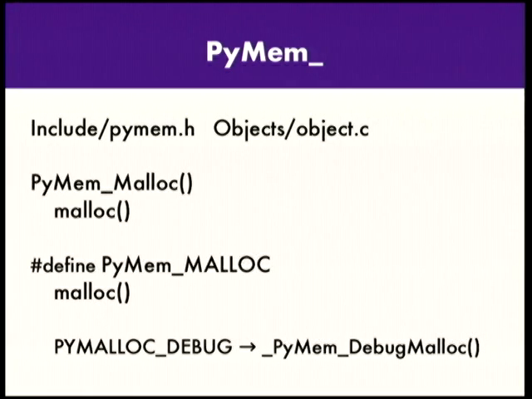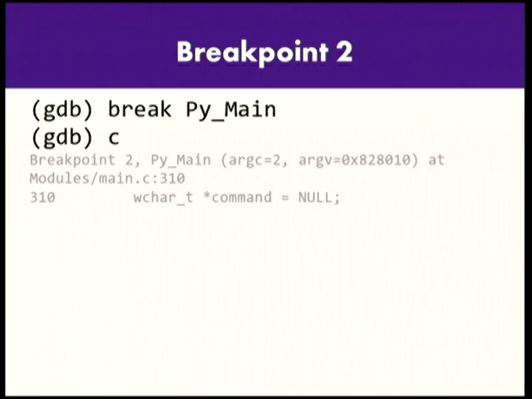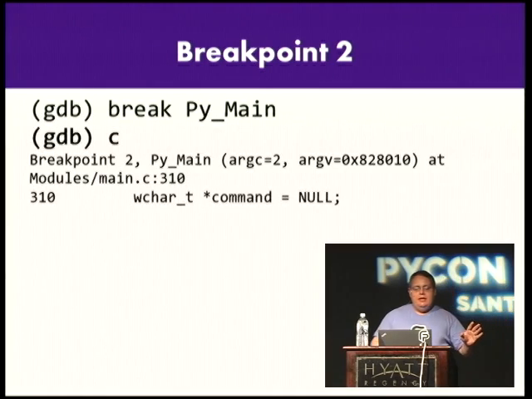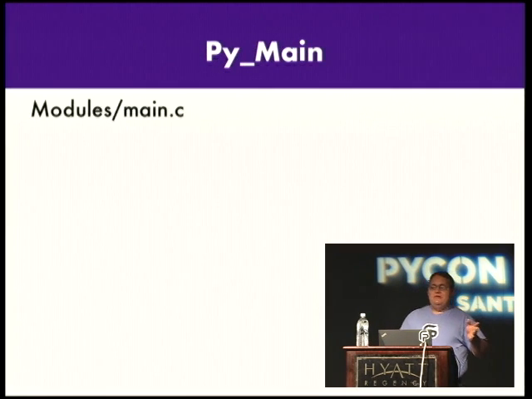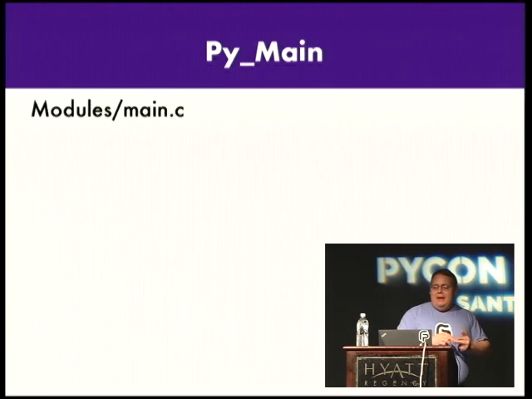So, dispensing with memory allocation for now, let's set our second breakpoint in Py_Main, and we jump to it almost immediately. Py_Main lives in Modules/main.c, and I really want to draw your attention to this. Main is in python.c, Py_Main is in main.c. Both are in Modules, even though neither of them implements a module.